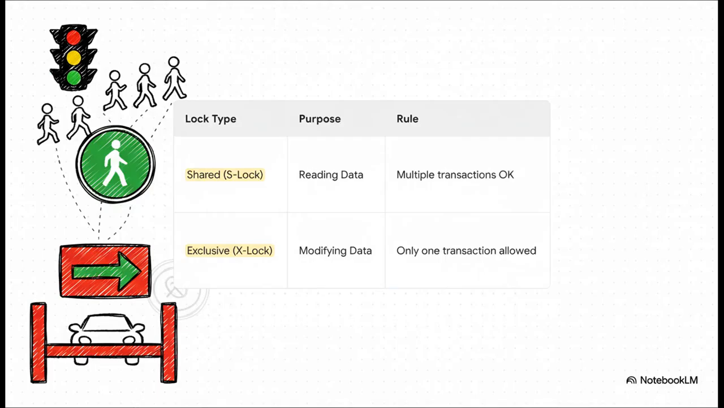Now, just like traffic lights, there are different kinds of locks. The two big ones are shared and exclusive. A shared lock, or an S-lock, is for reading. It's pretty chill. Multiple transactions can all read the same piece of data at the same time, no problem. But an exclusive lock, an X-lock, that's for changing things, modifying data. And this one is strict. Only one transaction can hold it at a time, period.